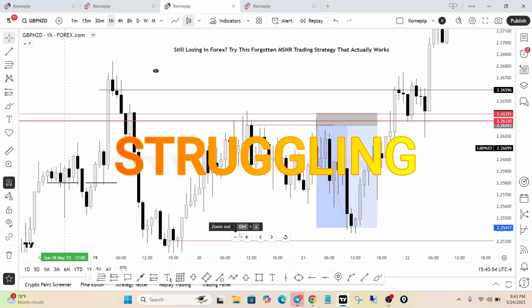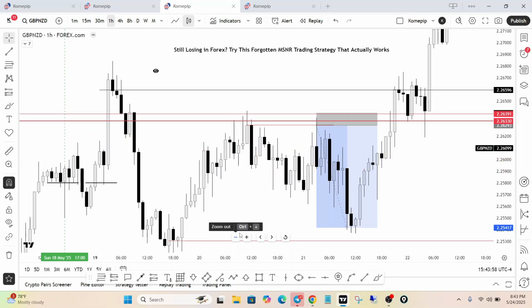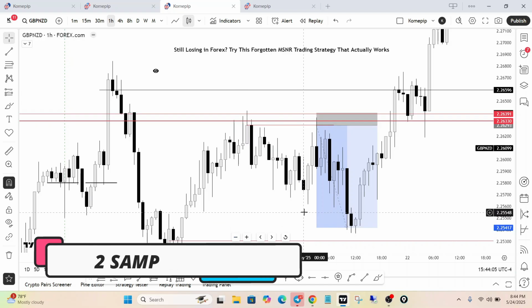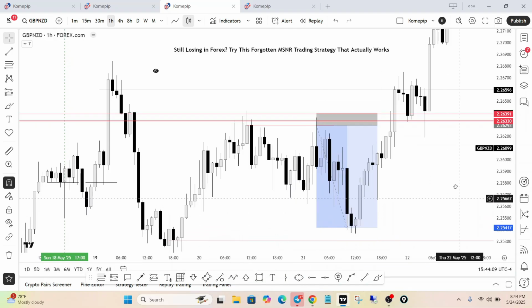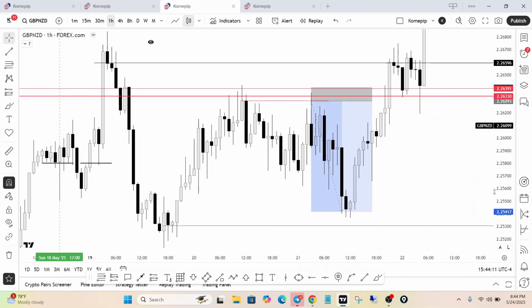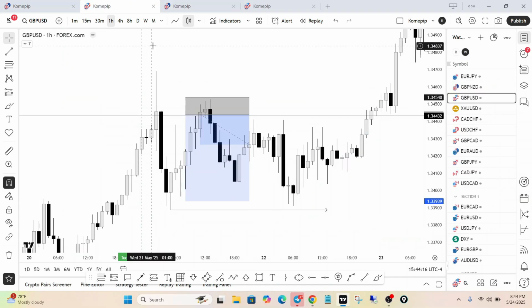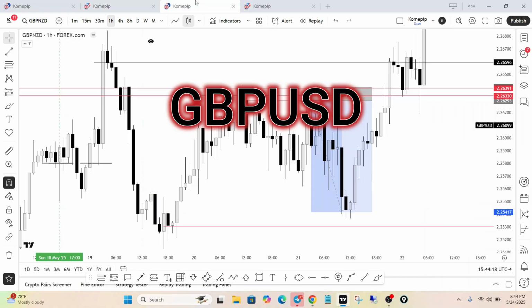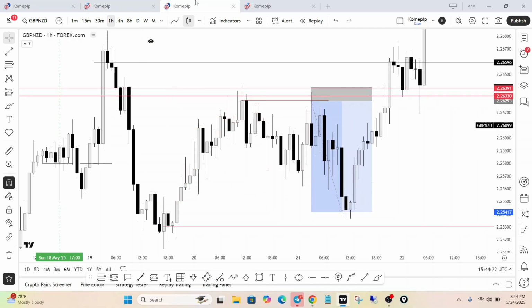In case you are still struggling trading Forex, I want you to try this forgotten MSNR trading strategy that actually works. So today we're going to use 2 trades for examples, and I'm going to show you step by step on how to trade this. Right, so we're going to do this breakdown together. We're going to do GBP USD, we're also going to do GBP NZD. So I want you to pay attention to the details.